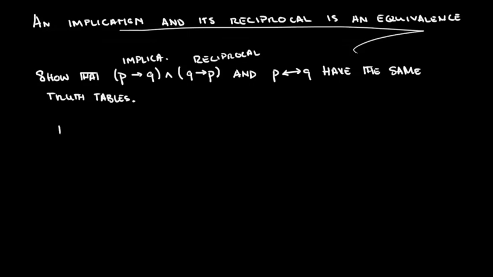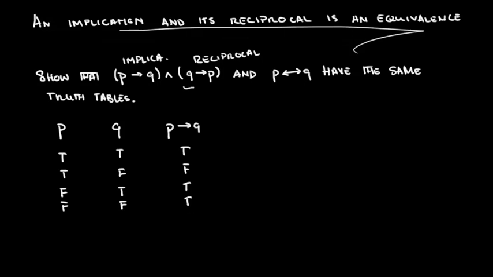So the way we're going to approach this is by first starting out with all the possible combinations of truth values of P and Q. So we have true, true, false, and false, and then we're going to have true, false, true, false. So that's all the possible combinations of truth values of P and Q. Now we're going to first start with the first implication. So P implies Q. Remember, the truth table for this is true, false, true, true.